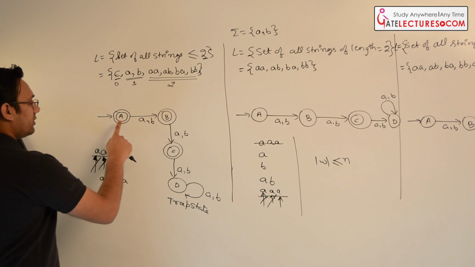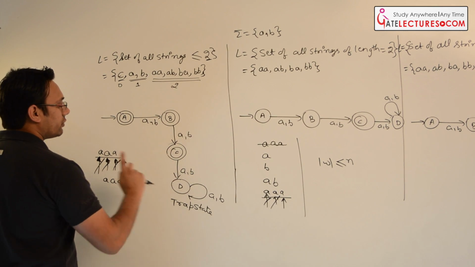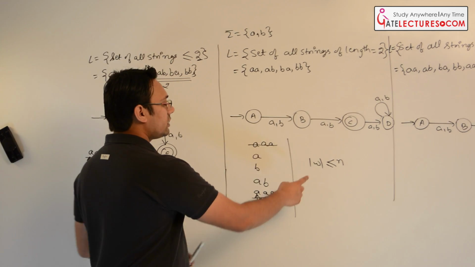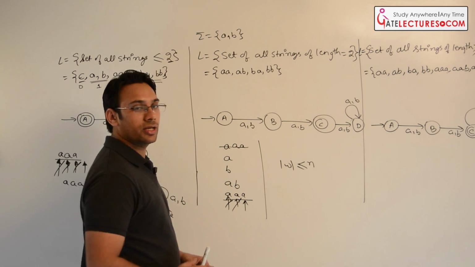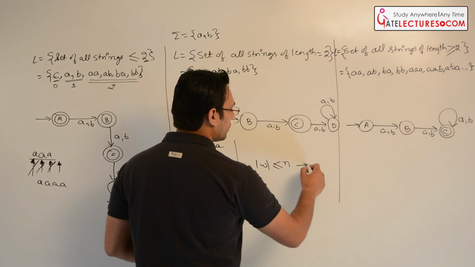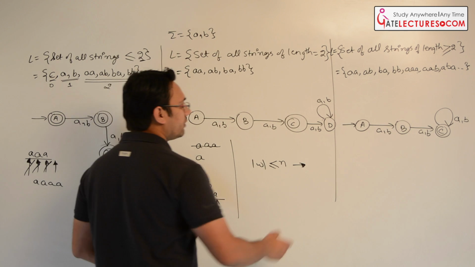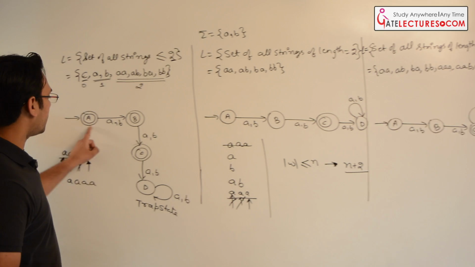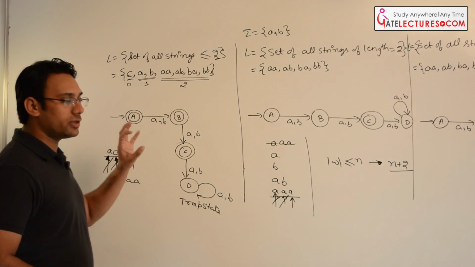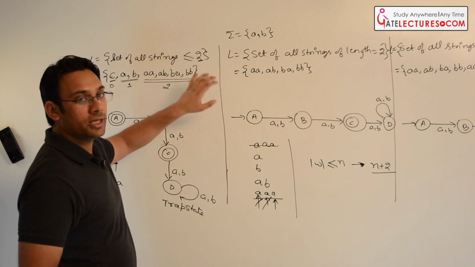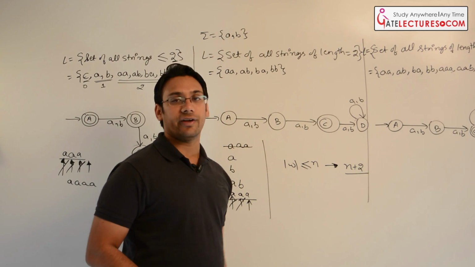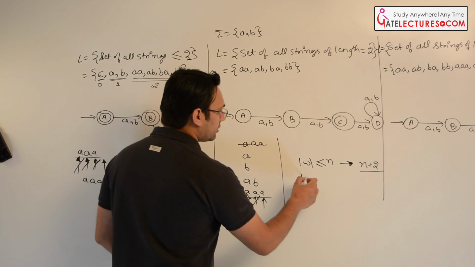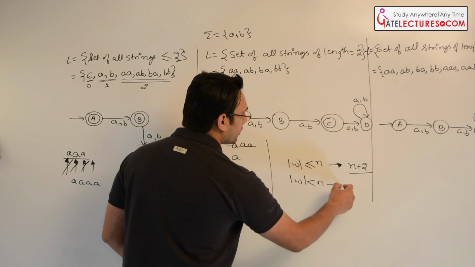Okay, now check this. For this DFA we have 1, 2, 3 and 4. That means 2 plus 2 is 4. In the same way, if we have strings of length less than or equal to n, in every case for deterministic finite automata, we are going to require n plus 2 states. How many states are there? 1, 2, 3, 4 in this case. If we have strings of length less than or equal to 3, then we will have 3 plus 2 as 5 states.